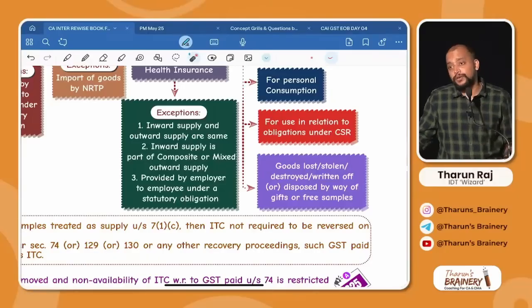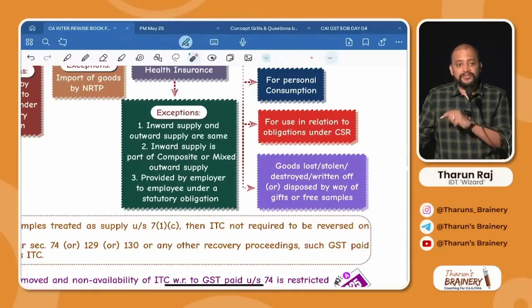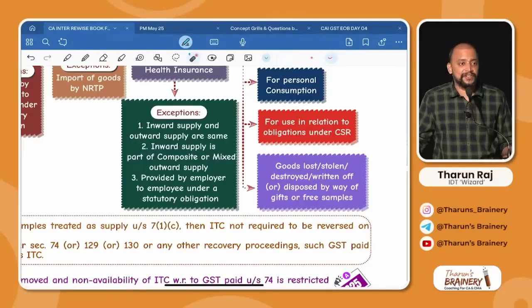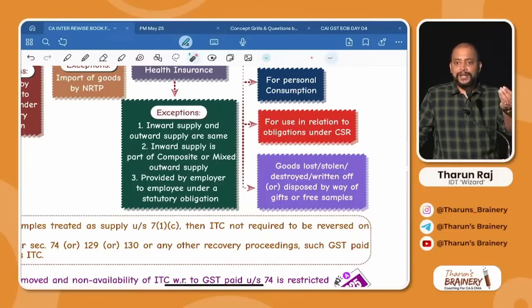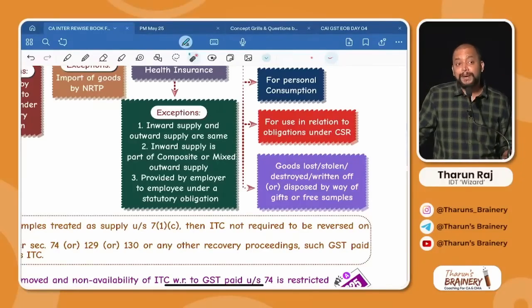Because what am I doing with the gold coin? Am I selling? Am I a jewelry business? What I am doing is giving it to my employees as gifts or free samples, correct or not? So therefore I cannot take ITC with respect to that. Is it clear here? Next. The value of a gold coin of 1 gram will be somewhere like 7,500 rupees or 8,000 rupees. It does not exceed 50,000 rupees per annum per employee, so it is not a supply.